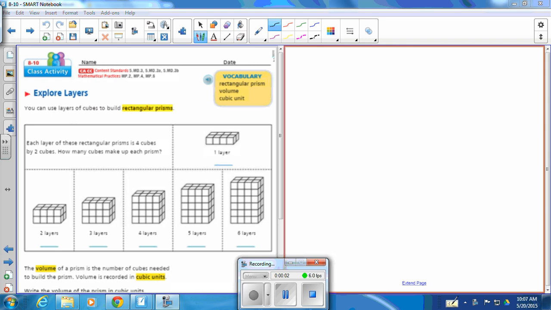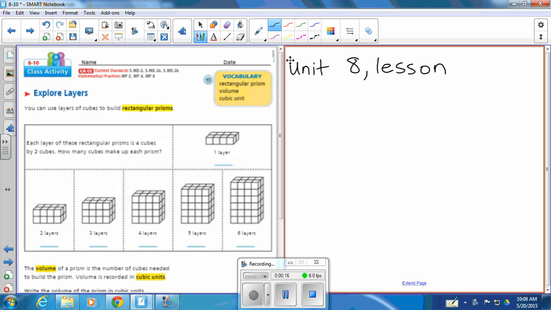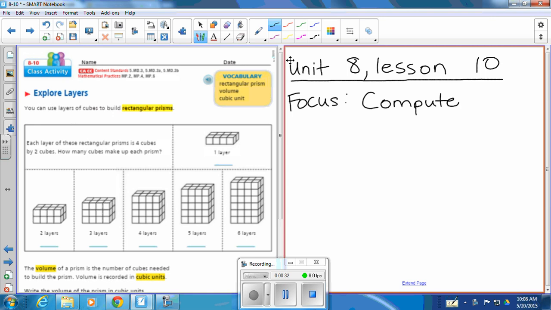So today we're talking about Unit 8, Lesson 10, and we're still working with volume. Like I said, yesterday and 3 more lessons are all dealing with volume, so we're really looking at in-depth volume calculation here. Our focus today is that we're actually going to compute, which means we're going to use a mathematical formula to compute the volume. And we're still sticking with rectangular prisms.